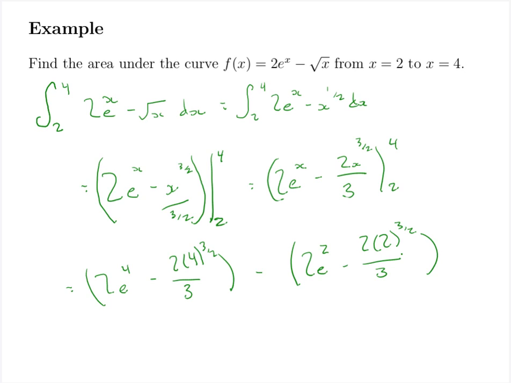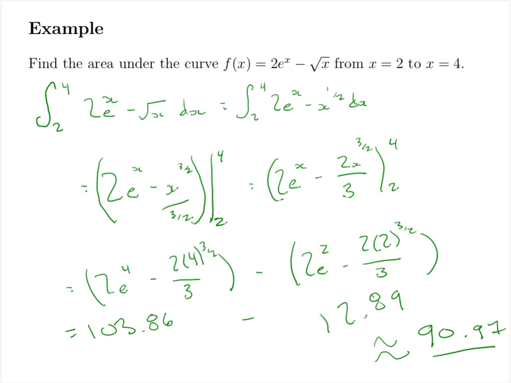So I'm going to grab my calculator, pull these up, and we'll get some sort of an approximation for a decimal point here. All right, so I just plugged this in to get an approximate. I'm going to 2 decimal points because that's good enough. Here I've got 103.86. That's this first set of parentheses. And I'm going to subtract 12.89. That's the second set of parentheses. And that gives me approximately 90.97. That's the size of the area under this curve from an x value of 2 to 4.